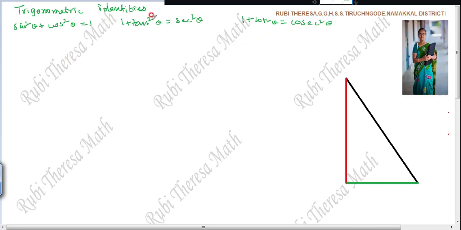Actually, you should know all these identities. If you forget an identity, how can you derive it on the spot? First, you should know how these identities can be derived. So, just take a right angled triangle.